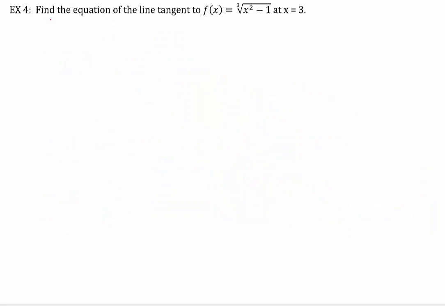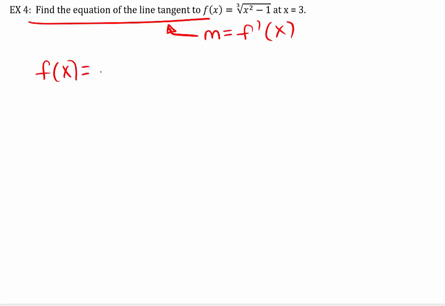We are asked to find the equation of the line tangent to the following function. So the first thing I notice is when we're talking about tangent lines, the slope of a tangent line is always the derivative. So I have to find the derivative of this function. The function we're given is a cube root, and the cube root is the same thing as the 1/3 power. I'm going to use the chain rule to find my derivative.